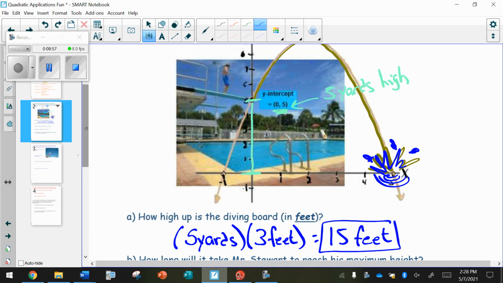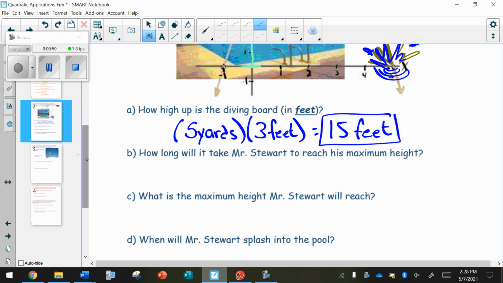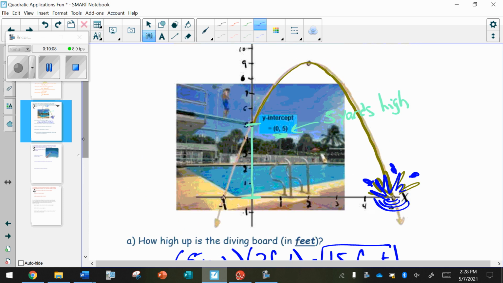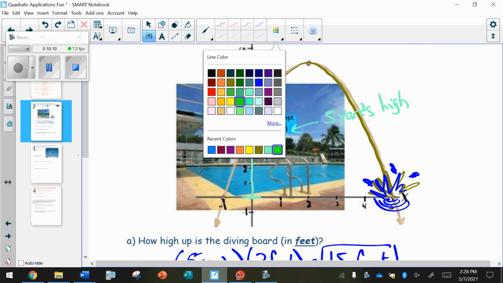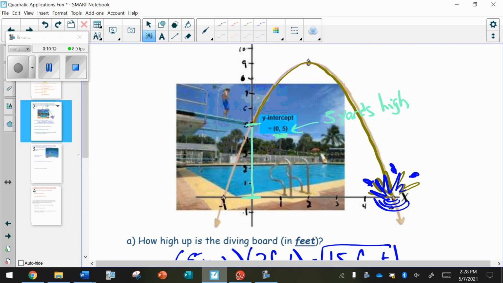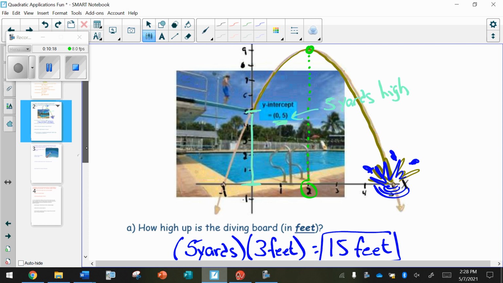Okay, so quick conversion. The diving board is 15 feet above the pool. How long will it take Mr. Stewart to reach his maximum height? Well, according to the graph, the maximum height right here happens after 2 seconds.